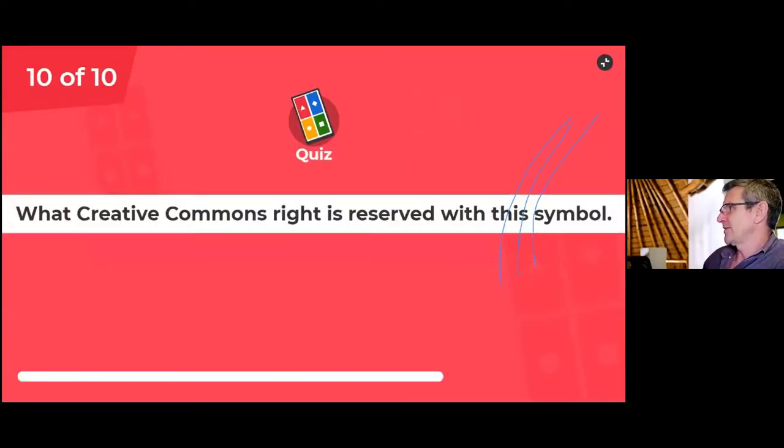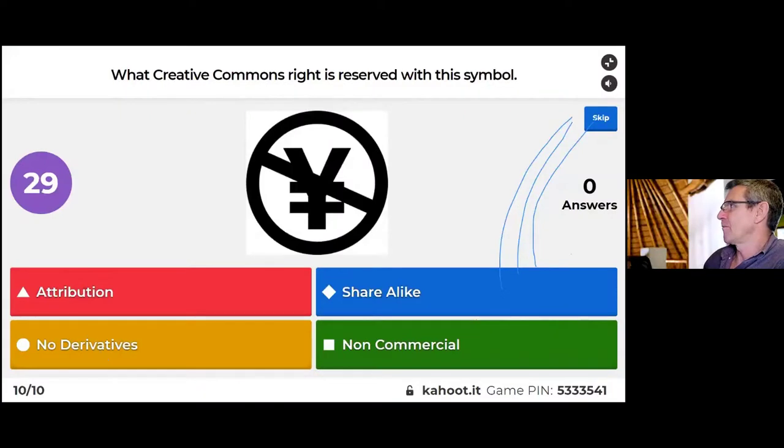What Creative Commons right is reserved by this symbol? It's a catch question. The symbol does exist, but you're going to have to work out, of the 4 down there, which right is reserved by that symbol.